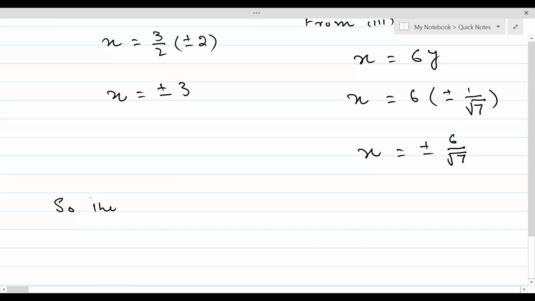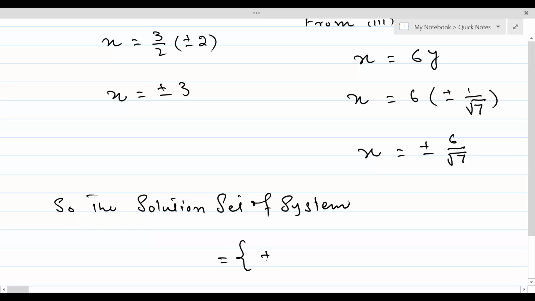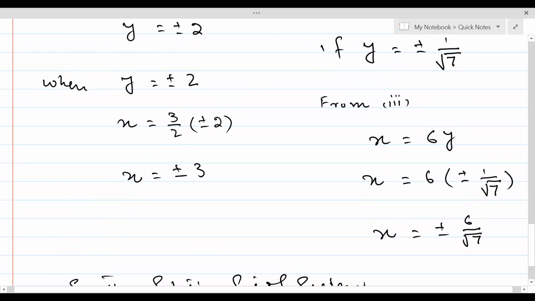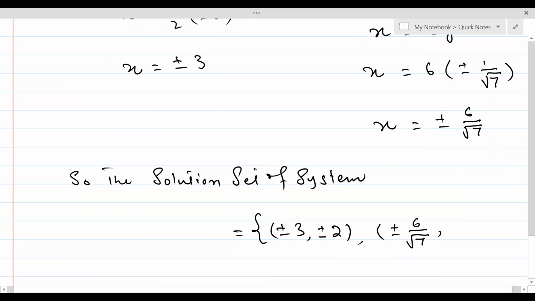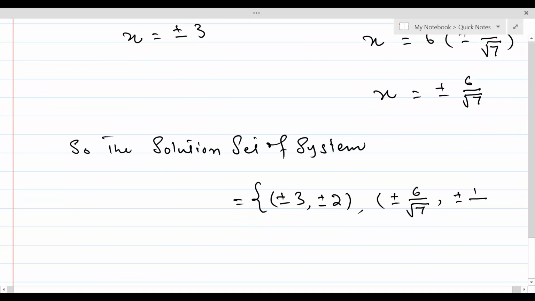So the solution set of the system is equal to x equal to plus or minus 3, with y equal to plus or minus 2, and for x equal to plus or minus 6 over under root 7, y is plus or minus 1 over under root 7. And this concludes our solution of the system of equations in which quadratic and linear systems are involved.